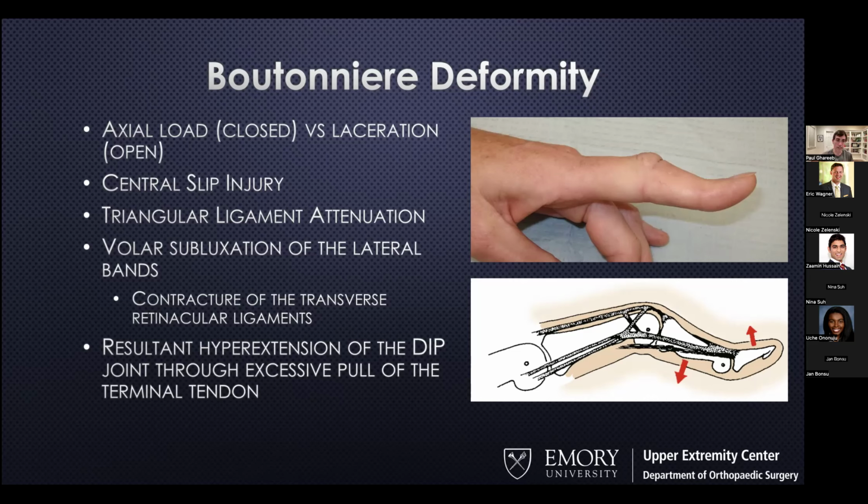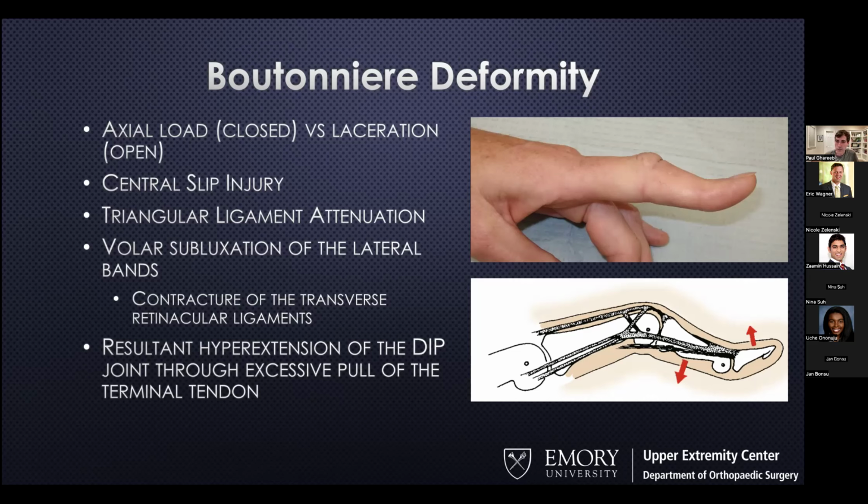So as you're trying to extend the PIP joint, you can't because your central slip is out. And so you're trying to extend, but actually the lateral bands are flexing. And then as they're pulling through, they're trying to pull through so hard that instead they actually hyperextend the DIP joint. So that's why you get flexion at the PIP joint and hyperextension at the DIP joint.